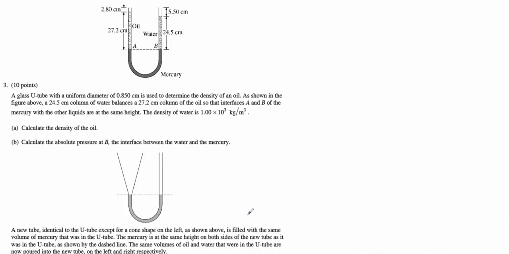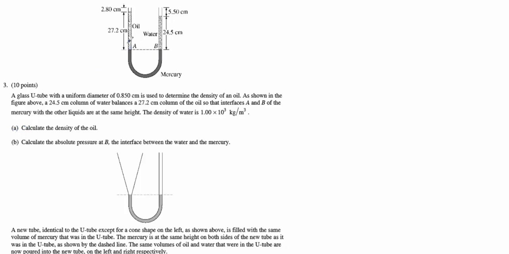Okay, this is question number 3 from the 2012 AP Physics B exam, and it is a fluid physics problem. We have a glass tube, a U-tube, with a uniform diameter, and we want to know the density of the oil. As shown above, we've got a column of water balancing out that column of oil at various different heights. And we know there's mercury below it that's at uniform level. First, we want to calculate the density of the oil.